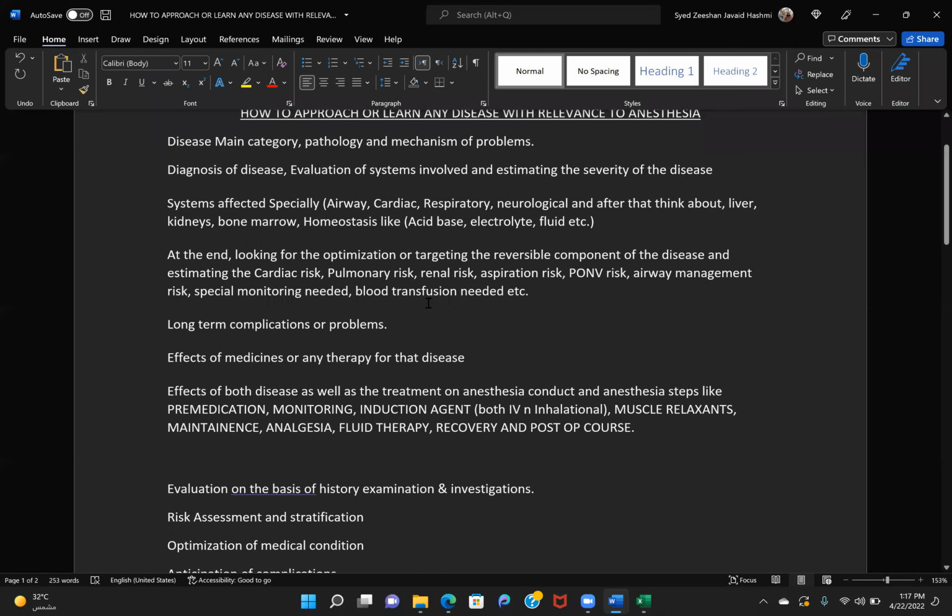So anticholinesterase. And at the same time, when you are reading any topic or any disease, you can read about the mechanism of action. What is the mechanism of action of neostigmine or pyridostigmine?